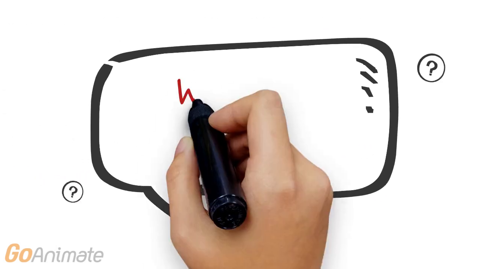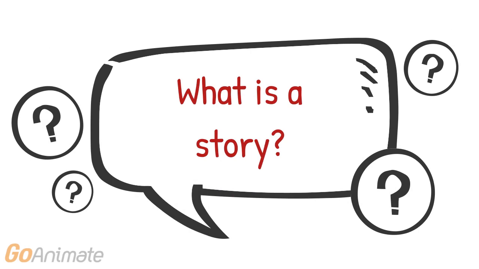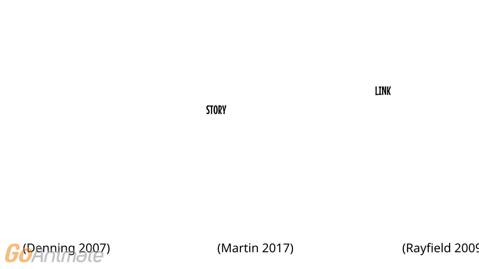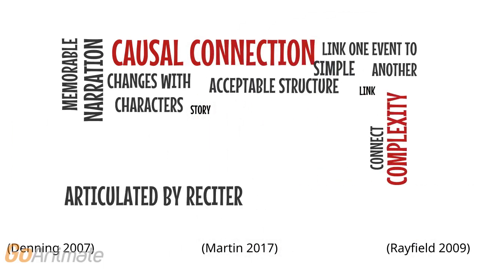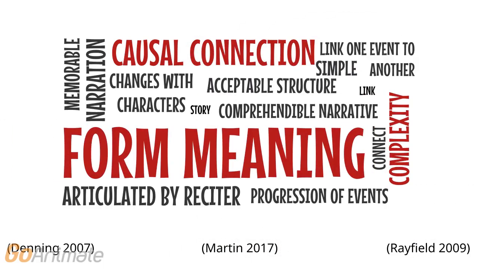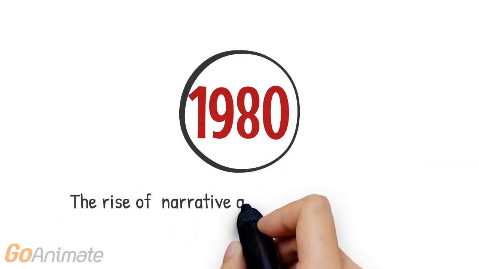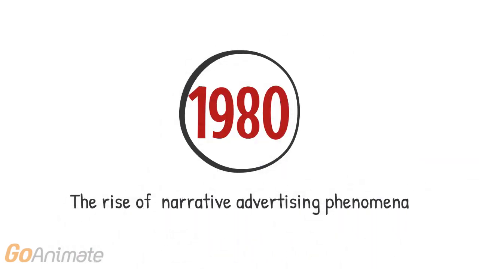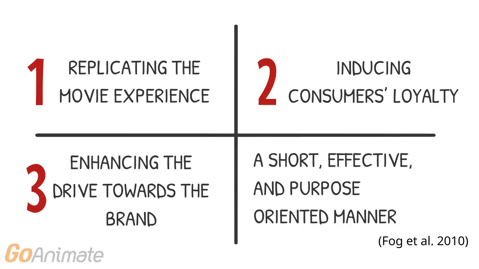Many expressions were used to describe a story. It's a causal connection, a link of events, a simple structure. It's anything narrated by one reciter to another. The narrative advertising phenomenon started in the late 80s. Brands wanted to replicate the cinema experience to bring more loyal customers in a short manner.